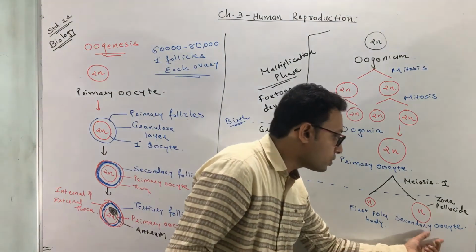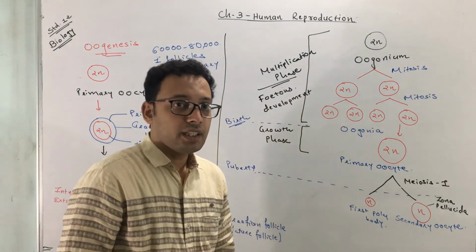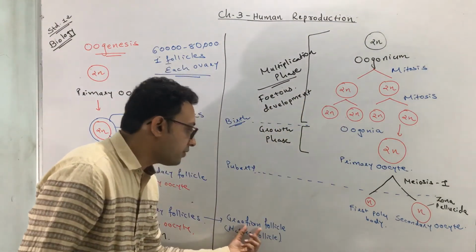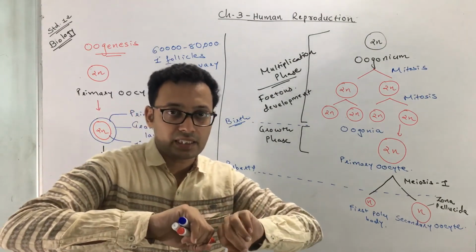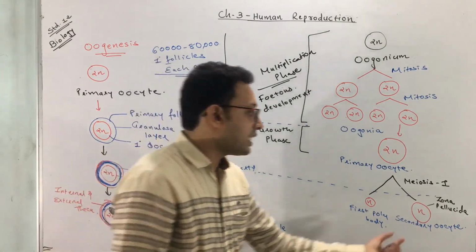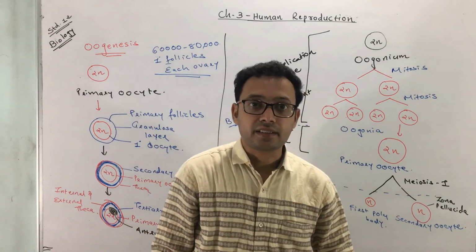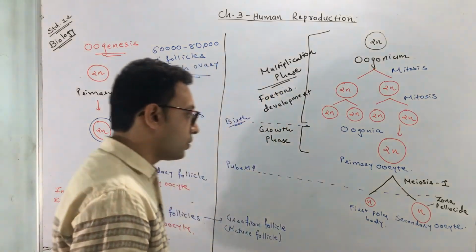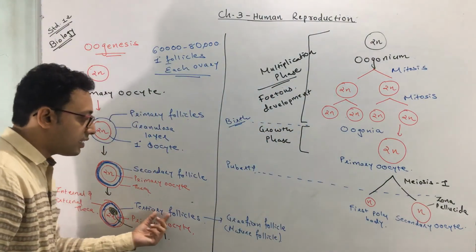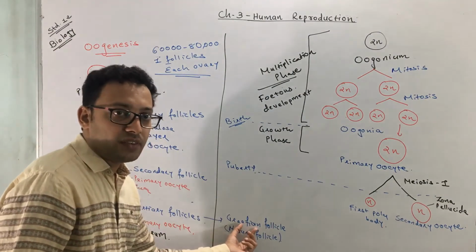Now this secondary oocyte is released by rupture of the Graafian follicle. The Graafian follicle ruptures, so the secondary oocyte present in it is released. Okay, now here it's a tertiary follicle. The tertiary follicle converts to a Graafian follicle.